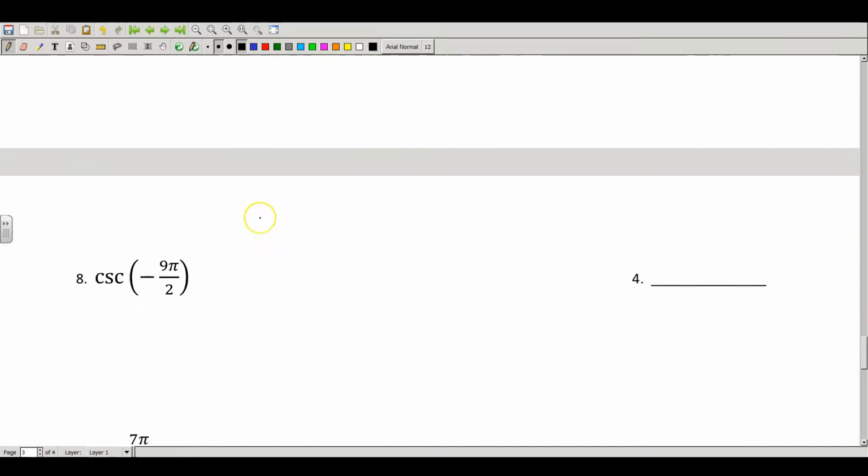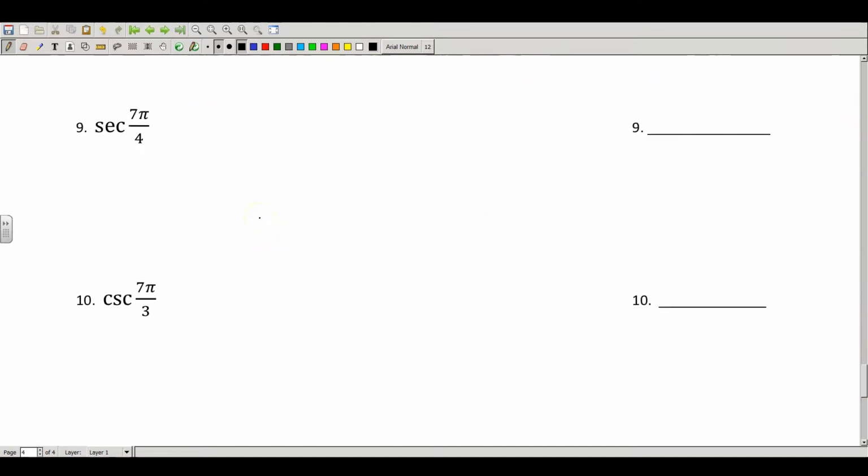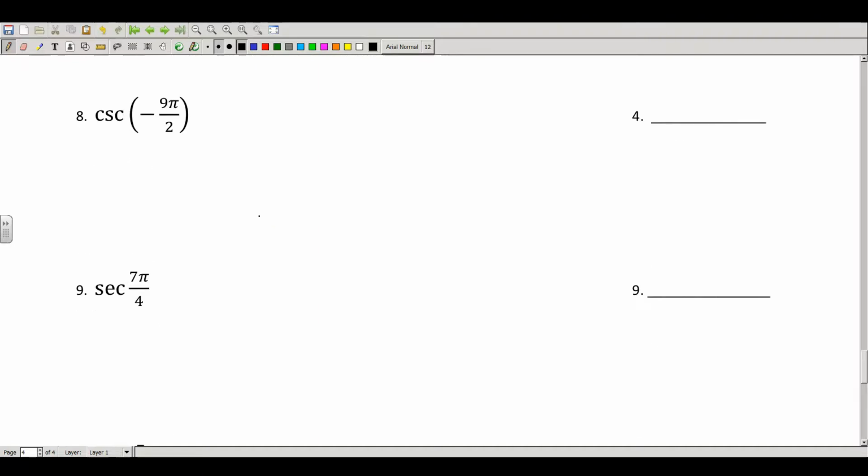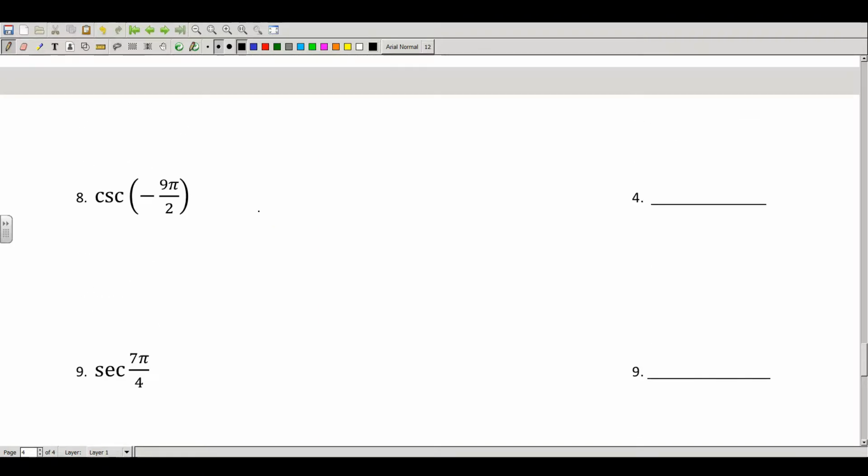So let's drop down here. Let's actually go to the back and do a couple of these on the back side. So let's look at number 8, right? Cosecant of negative 9/2 π. If we were doing that one, we would say, all right, well, where in the world is negative 9/2 π? Okay, there are always multiple ways to think about it.